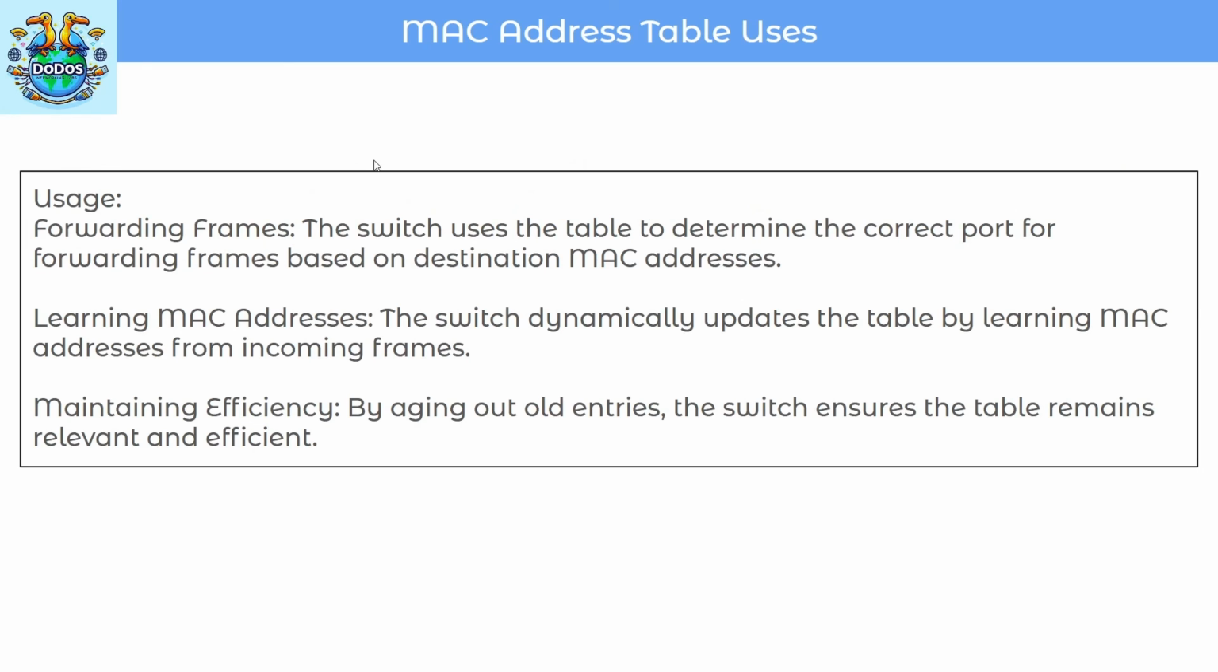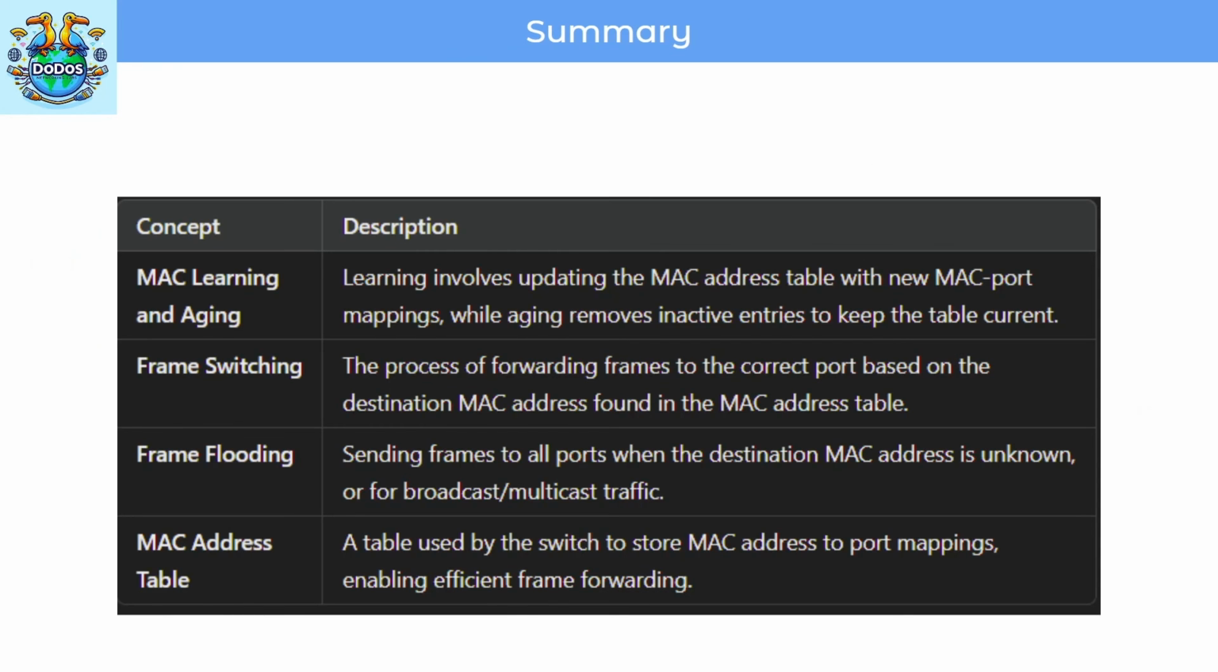And then MAC address table usage, like forwarding frames. The switch uses the table to determine the correct port for forwarding frames based on the destination MAC address. Learning MAC addresses: the switch dynamically updates the table by learning MAC addresses from incoming frames. And then maintaining efficiency by aging out old entries, the switch ensures that the table remains relevant and efficient. So that's the summary if you want to read on that or take notes.